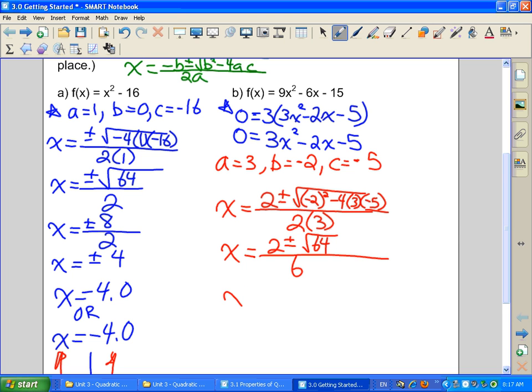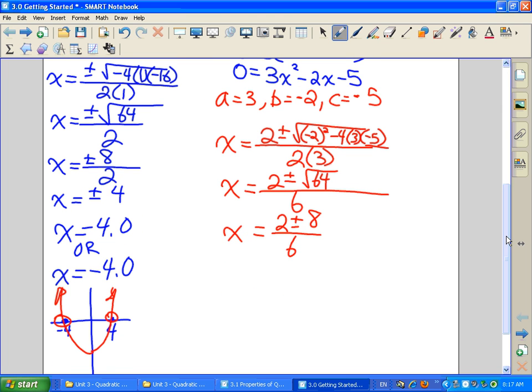Again, we can simplify this more. So we are going to have 2 plus or minus 8 divided by 6. Now looking at this, folks, we can still simplify this expression, i.e. look at every term. Every term can be divided by 2. So 2 goes into 6 3 times, 2 goes into 2 1, and 2 goes into 8 4 times. So what are we left with? 1 plus or minus 4 divided by 3.